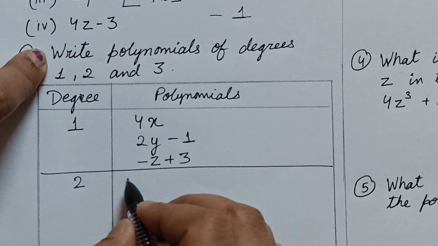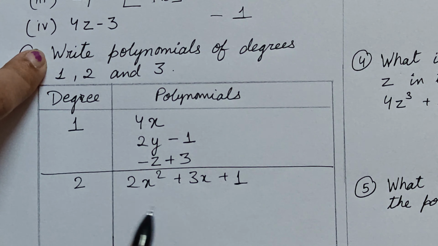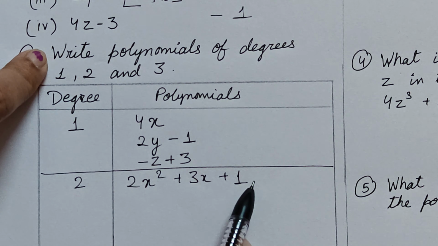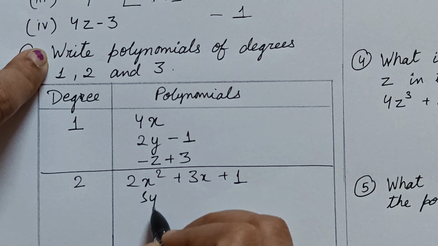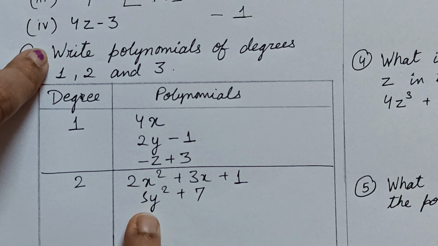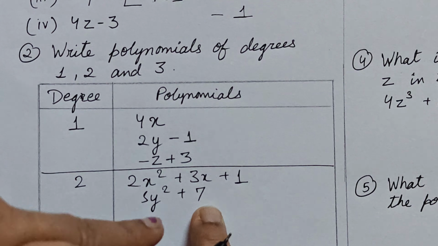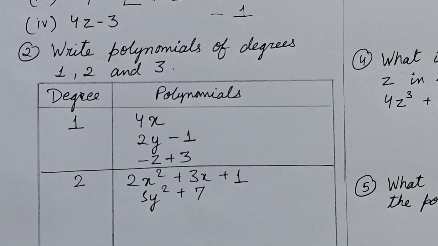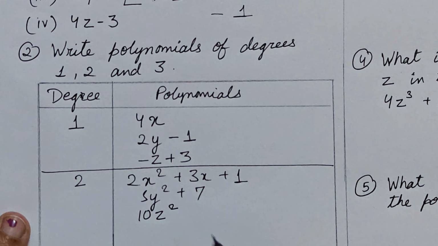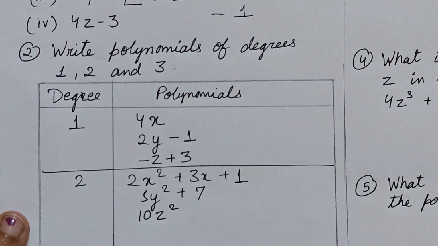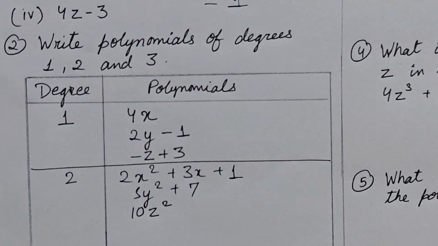Let us take 2x square plus 3x plus 1. Here the power is 2, here the power is 1, here the power is 0. So the highest is 2. Let us take now 5y square plus 7. Here the power of y is 2, and the variable is not written in the constant, which means the power is 0. So the highest among 2 and 0 is 2. Now we can write 10z square. Only one term, and the highest power is 2. Sorry, the degree of the polynomial is 2 here.